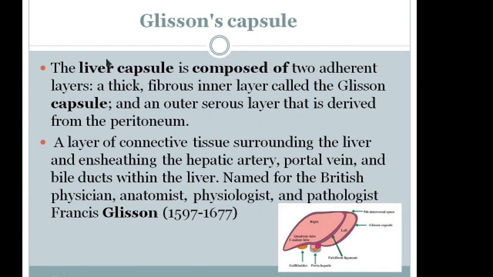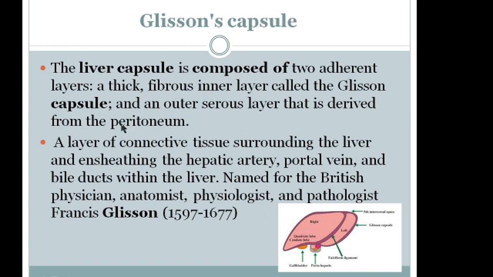Glisson's capsule. What is Glisson's capsule? It is a capsule which surrounds the liver. The liver capsule is composed of two adherent layers: a thick fibrous inner layer called the Glisson's capsule, and an outer serous layer that is derived from the peritoneum.